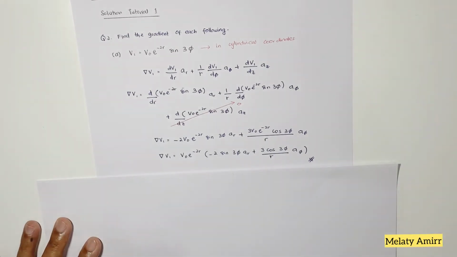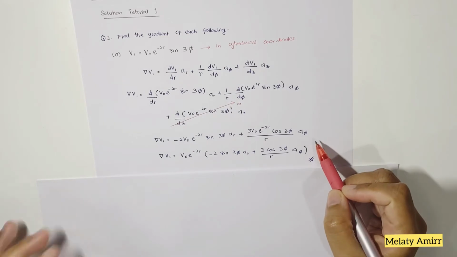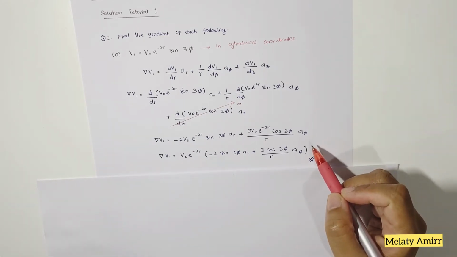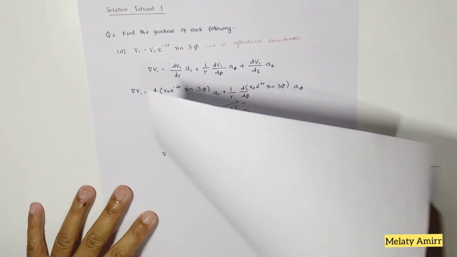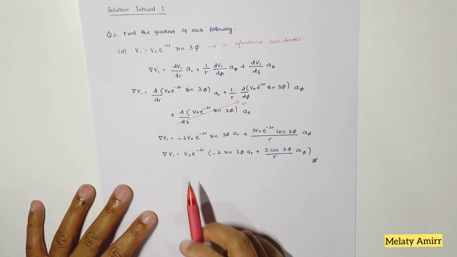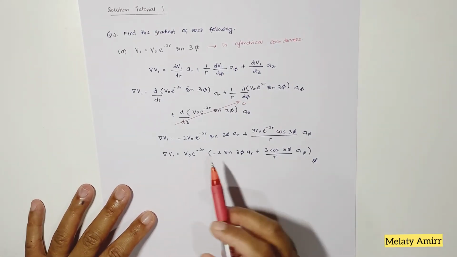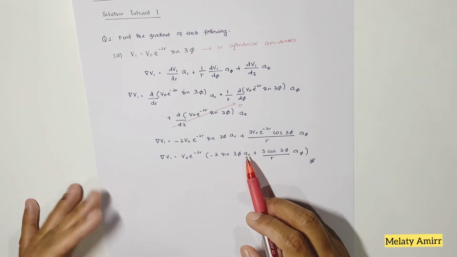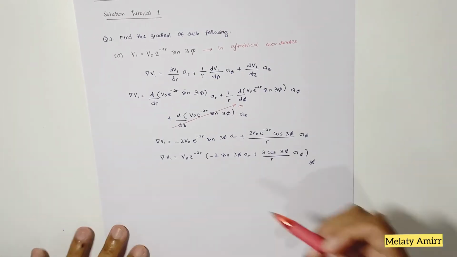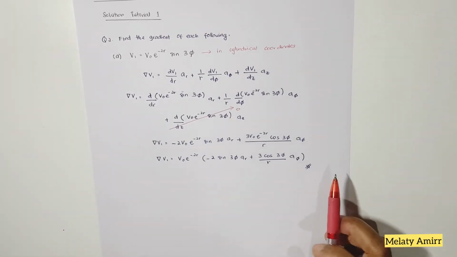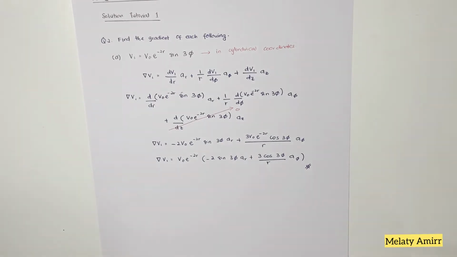Okay, now just solve this equation, simplify it, and then you will get the answer in terms of V naught, r and phi. Okay, this is the answer for question 2a, and then we proceed to question 2b.